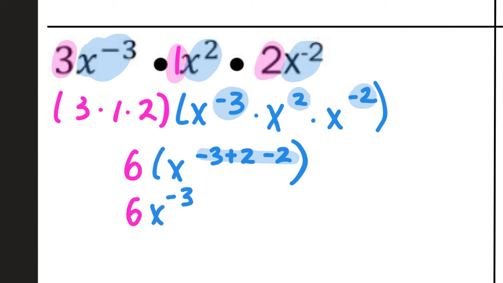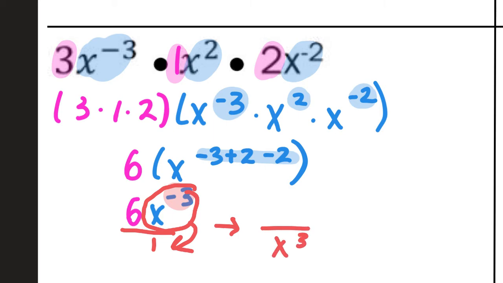The last thing we have to do is use our exponent rules like we learned in the last lesson. Because this has a negative 3 as our exponent, since this is over 1, I take this whole expression and bring it to the bottom. So it's going to become over x to the positive 3, and you're left with a 6 on top as your final answer.